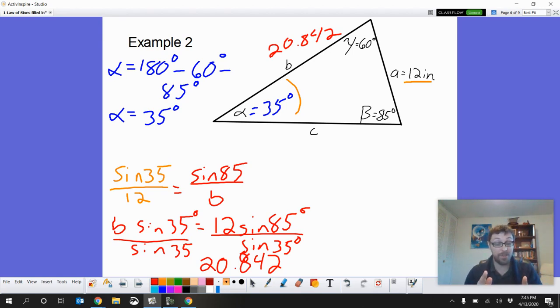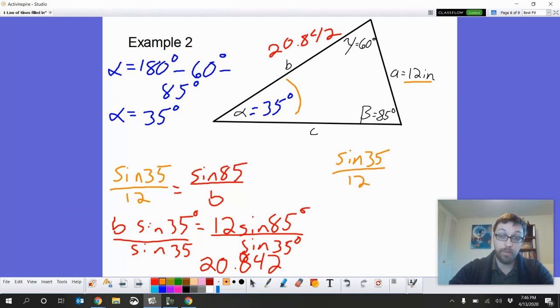Now we have one more side to find for our triangle. Don't be tempted to use the Pythagorean theorem. We cannot use the Pythagorean theorem in these problems since these aren't right triangles. The Pythagorean theorem is very strict. It only works in right triangles. So we're going to set up a proportion. I'm going to do that with you. Sine of 35 over 12. It worked before. There's no reason we should stop using it if we can.